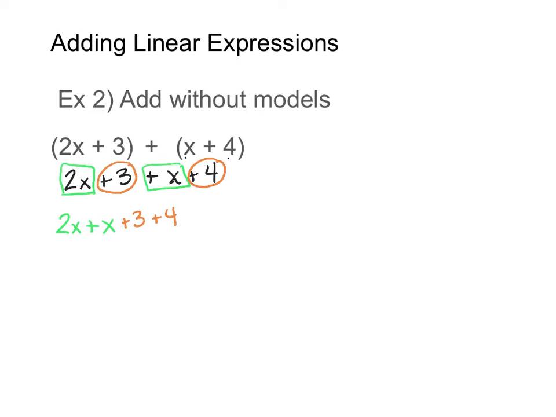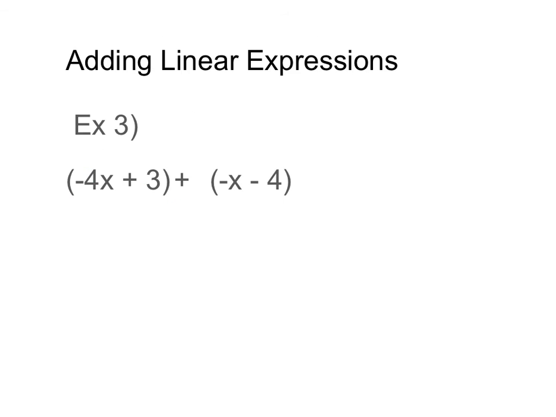Now I'm going to simplify just like regular. So 2x plus x is 3x. And then I have plus 3 and 4, and that's 7, so plus 7. And that's the same thing that we got in the previous answer. So let's go to the next problem. All right, this is our last one for today.